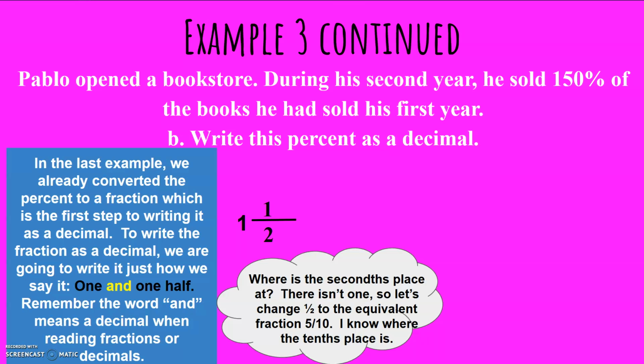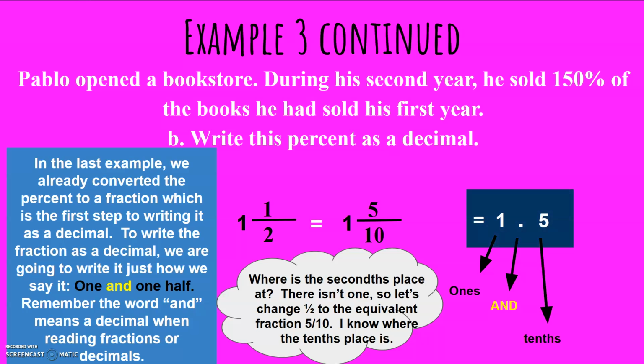So remember that when we're converting fractions to decimals, we are not simply replacing the fraction bar with a decimal point. We know that 1/2 is equivalent to the fraction 5/10ths, and we know where the tenths place is. So converting 1 and 5/10ths is as simple as putting the 1 in front of the decimal point and the 5 after it. So 1.5 is the same as 150%.